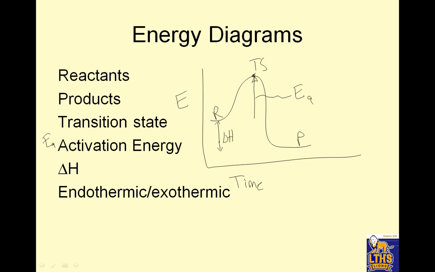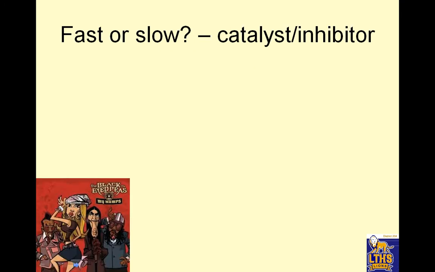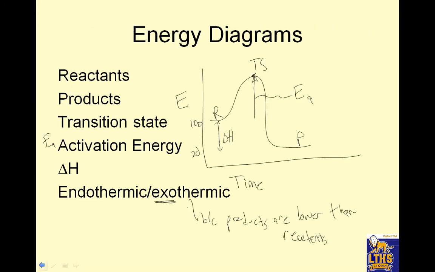And then is this endothermic or exothermic? Well, look, reactants have, just say this is 100, products have 20. It's going to lose heat. Heat is coming out. It's exothermic because products are lower than reactants. I hope the next one lets me draw an endothermic one. Nope, it doesn't. So now I've got to redraw this. So don't erase yours. This is an exothermic. I'm going to draw an endothermic one now.